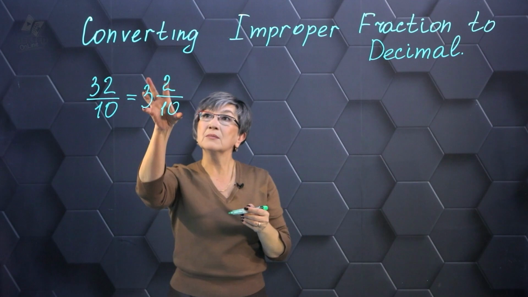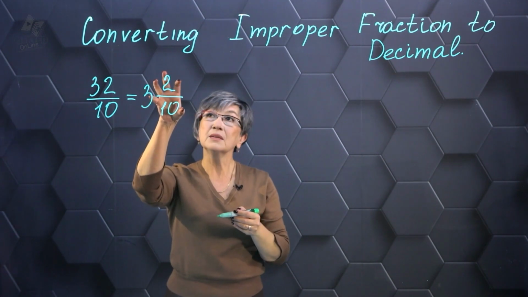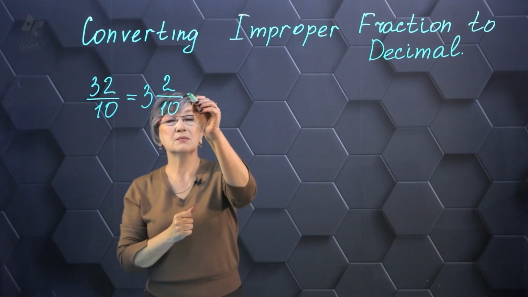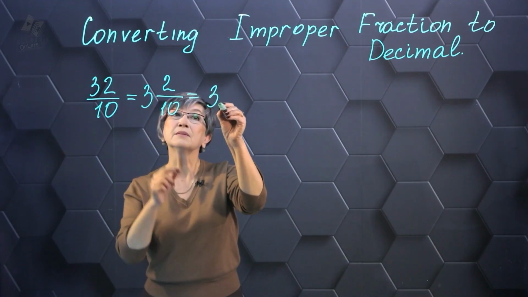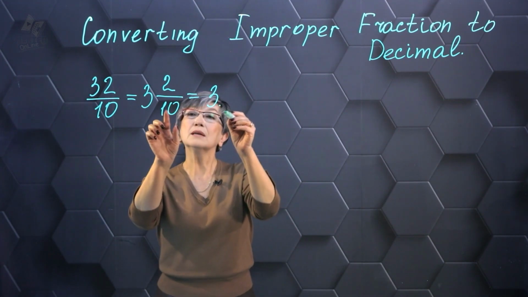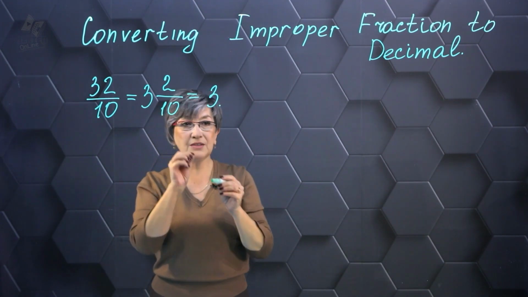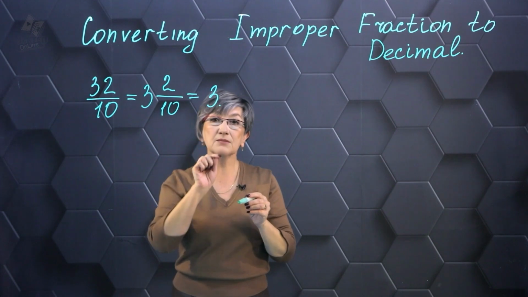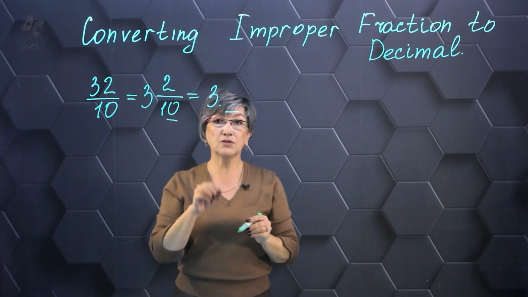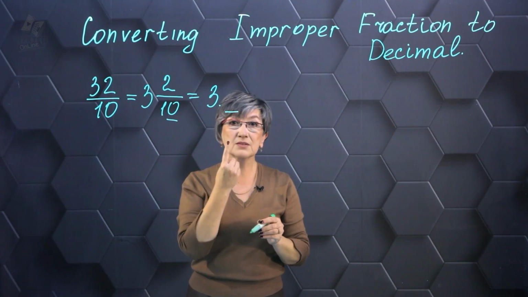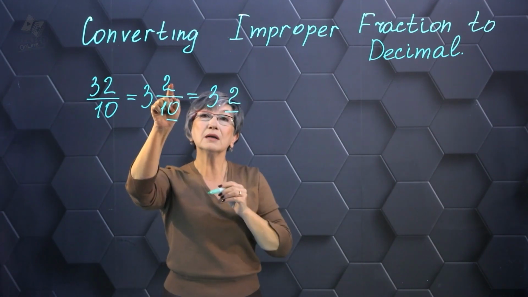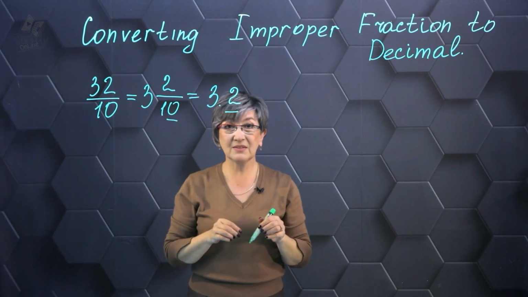Now this mixed number, this mixed fraction, we can write as a decimal. We write down 3 whole, separating the whole part from the fractional part. And then we pay attention to the number of digits after our dot. 10 has 1 zero, so after the point there should be 1 digit. The numerator contains 1 digit, so the result is 3.2.